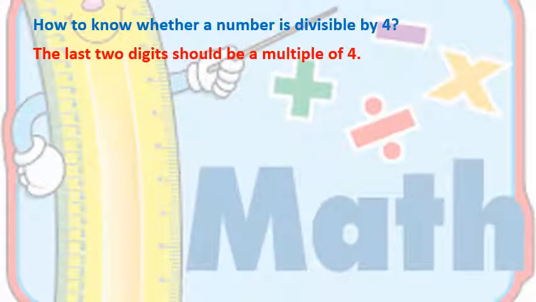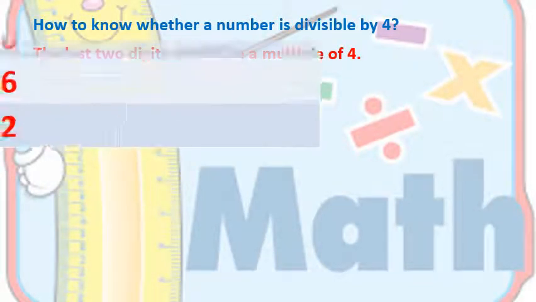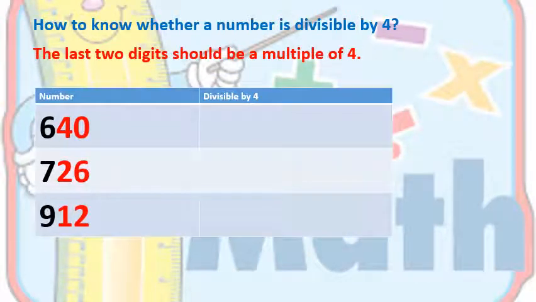Now, how to know whether a number is divisible by 4? The last two digits should be a multiple of 4. Let's take some examples. The first one, 640. It's ending with what? It's ending with 40. So 4 times what gives me 40? 4 times 10. So the number is divisible by 4.